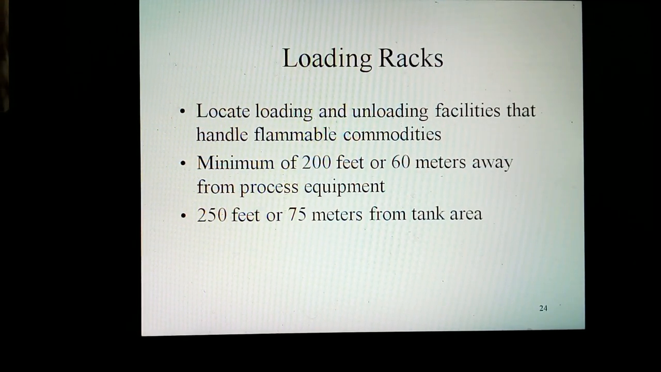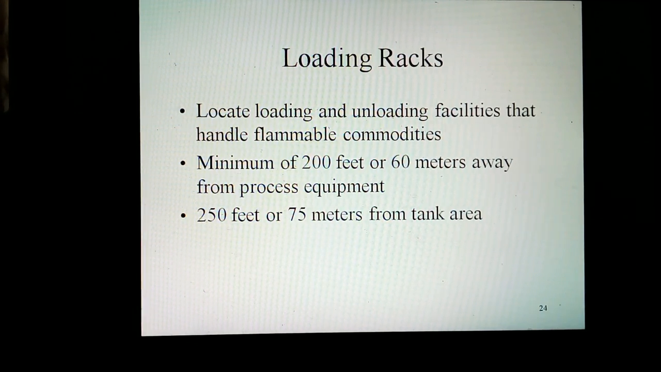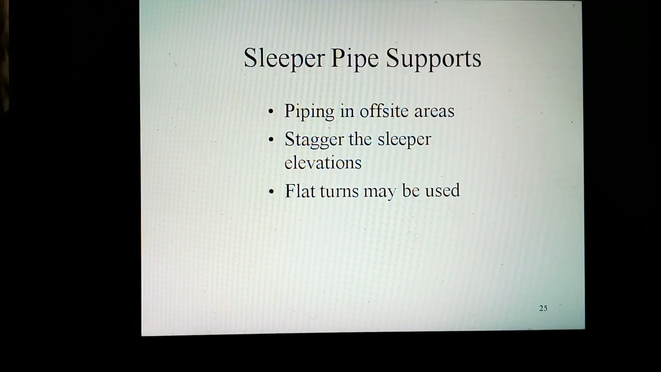Loading racks. Locate loading and unloading facilities that handle flammable commodities a minimum of 200 feet or 60 meters away from process equipment, and 250 feet or 75 meters from tank area. Sleeper pipe supports. Normally, route piping in off-site areas on sleepers. Stagger the sleeper elevations to permit ease of crossing or change the direction at intersections. Flash turns may be used when entire sleeper way changes direction.